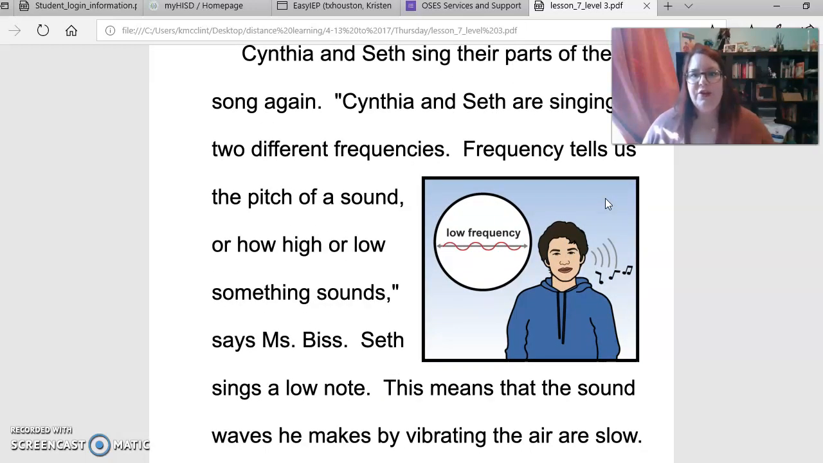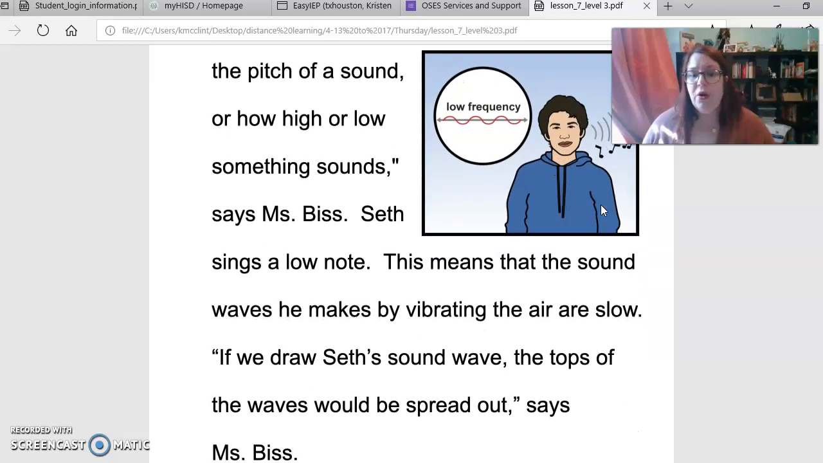Cynthia and Seth sing their parts of the song again. Cynthia and Seth are singing at two different frequencies. "Frequency tells us the pitch of a sound or how high or low something sounds," says Miss Biss. Seth sings a low note. This means the sound waves he makes by vibrating the air are slow. "If we draw Seth's sound wave, the tops of the waves would be spread out," says Miss Biss. So that is right here. They demonstrate it in this picture right here. Now remember, low does not mean quiet. Low might mean like a very low, deep voice.